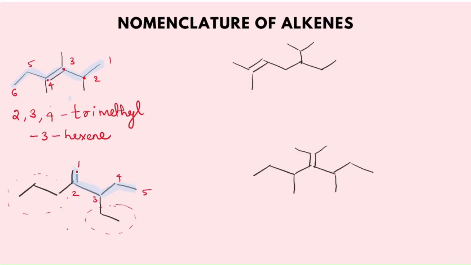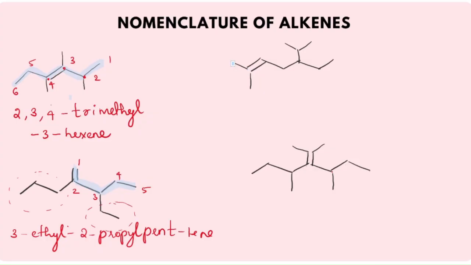So choose the longest chain including the double bond carbons with more number of substituents. The substituents are ethyl and propyl, alphabetical order, therefore 3-ethyl, 2-propyl, no branching, it's n-propyl, so simply write it as propyl, and pent-1-ene. That is the correct IUPAC name of the molecule.